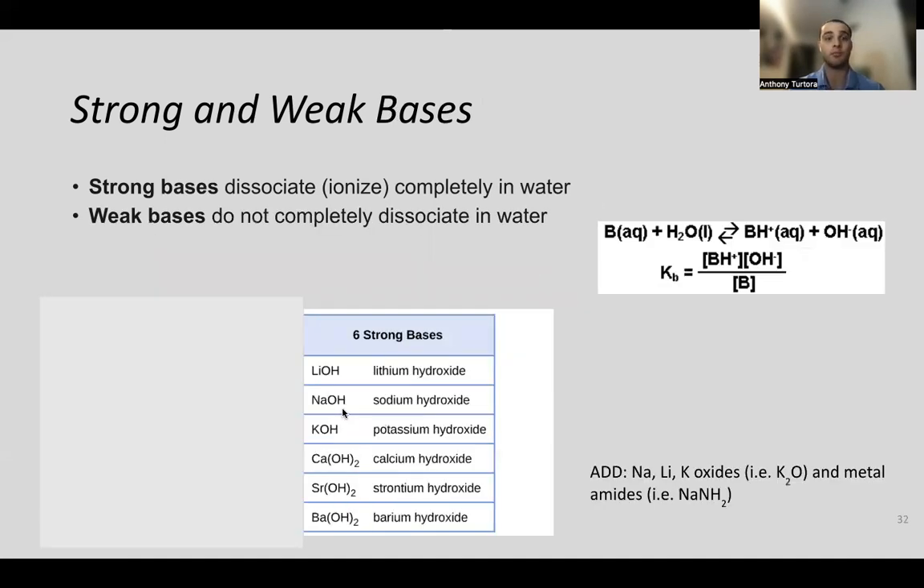So now strong and weak bases. Strong bases dissociate or ionize completely in water, while weak bases do not. The strong bases that are important to know are in this chart here. I would also add here sodium, lithium, and potassium oxides, and then also metal amides, so a metal with NH2.